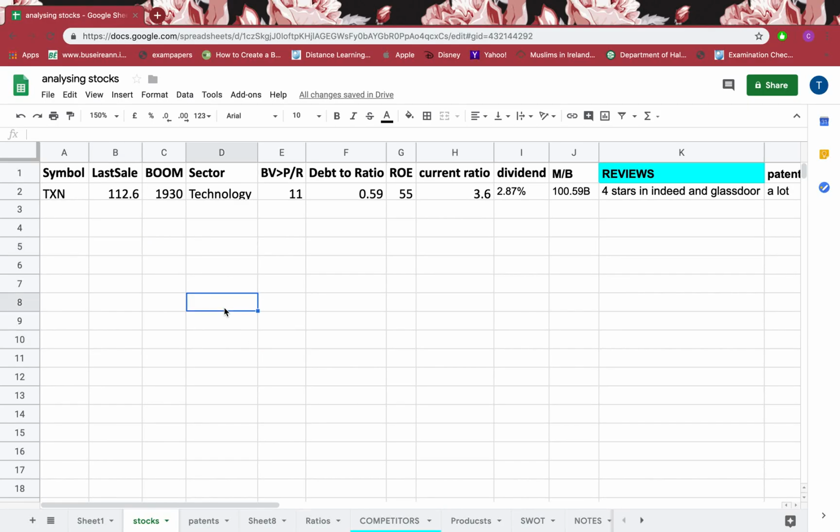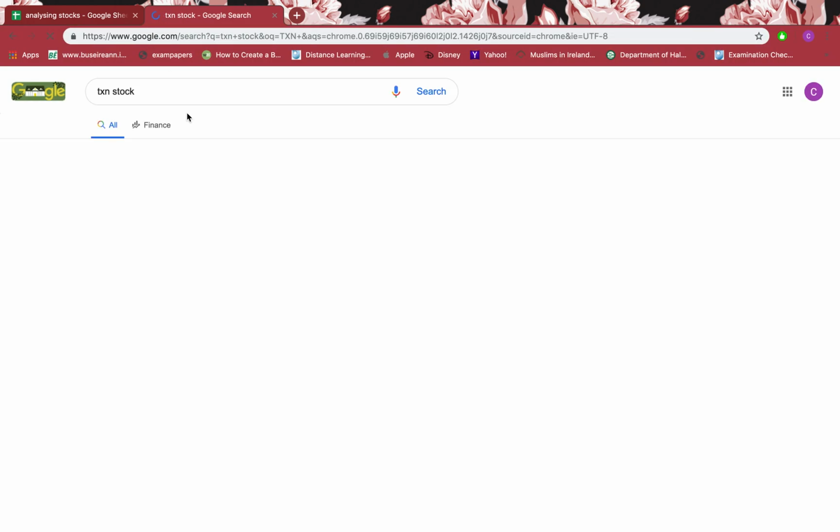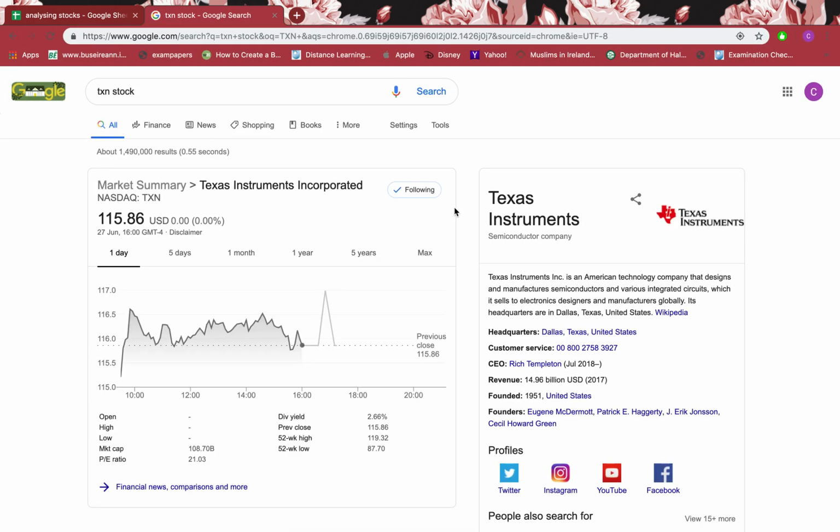Okay, in this tutorial, I'll be showing you a new symbol which is TXN. I'll just copy that and paste it in Google and click stock. And I can see Texas Instruments. On the left hand side, you can see information from Google. On the right hand side, you can see information from Wikipedia.